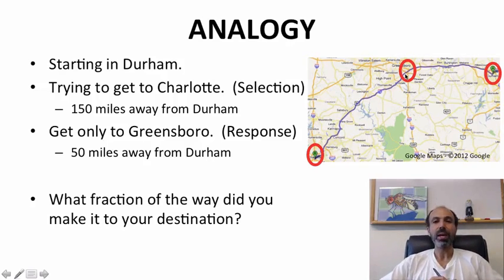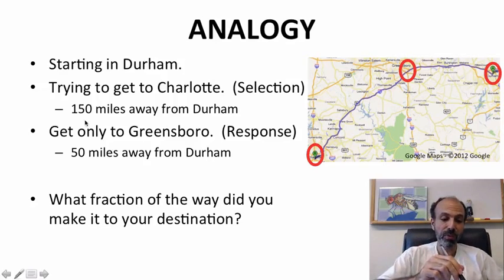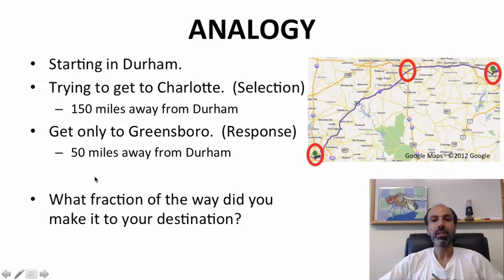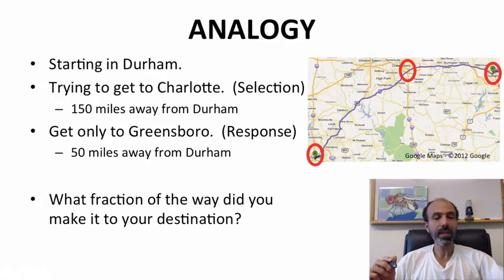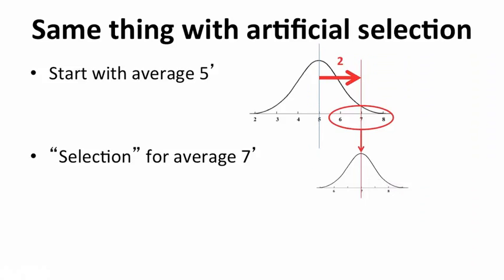So what fraction of the way did I make it to my destination? Well, I was trying to go 150 miles. I only made it 50 miles. So I made it a third of the way there. Well, that's the same concept when you look at artificial selection and estimating heritability from it. You're starting with a population average of 5. You're trying to get to this average, because this is the selected group.